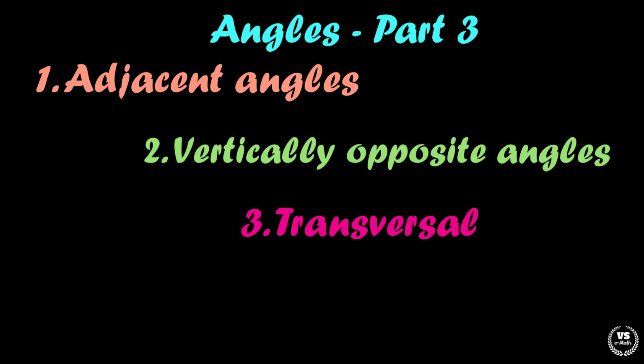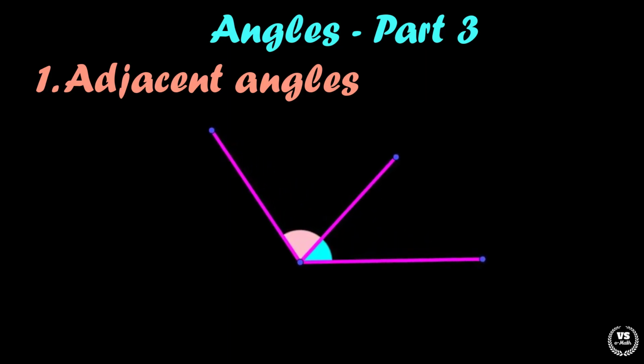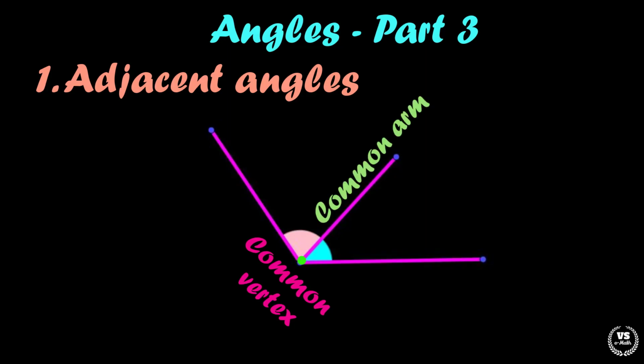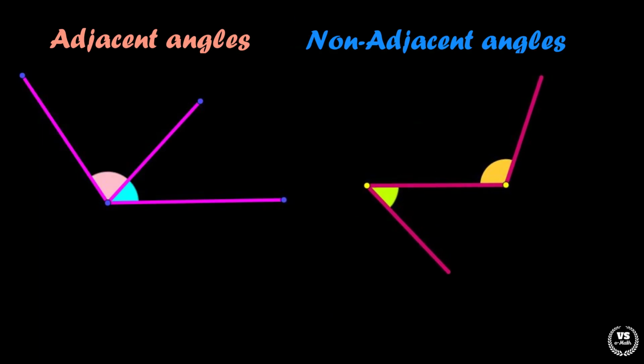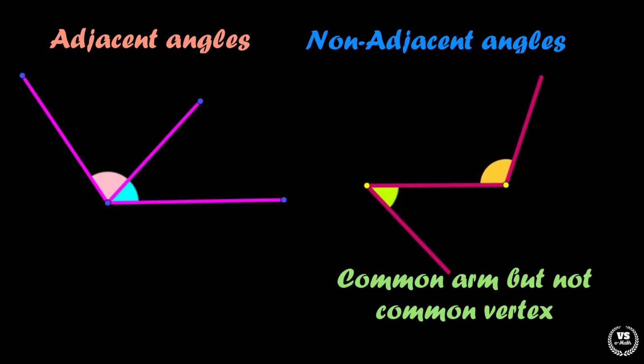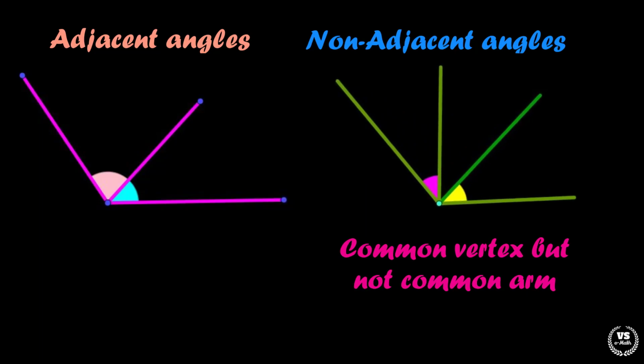First, let's start with adjacent angles. When can we say the two angles are adjacent to each other? Only when those two angles have a common vertex, a common arm, and non-overlapping interiors. Look at these examples. By observing these pictures, you can easily identify which are non-adjacent angles and which are adjacent angles and the reasons behind it.